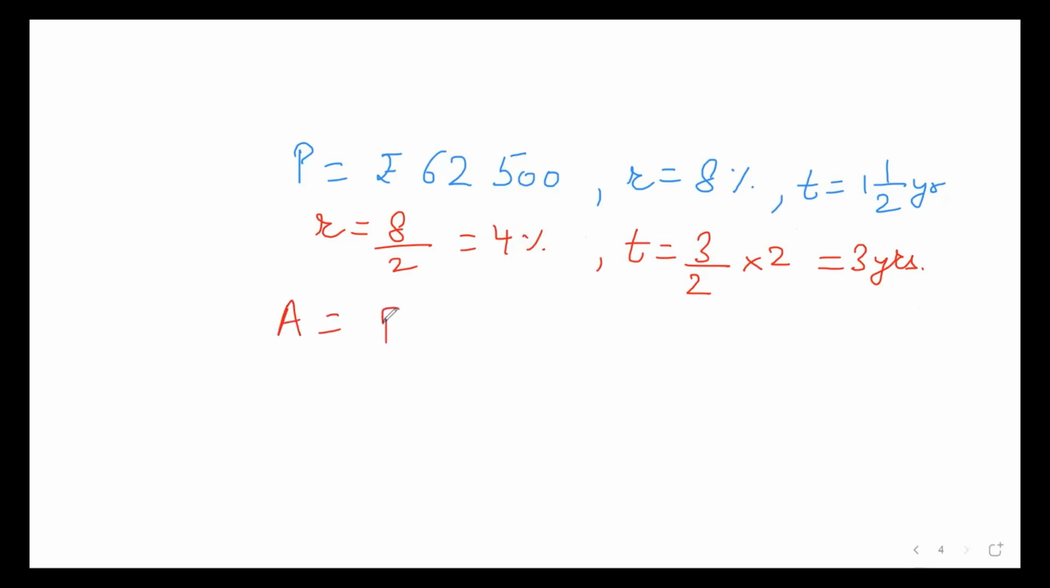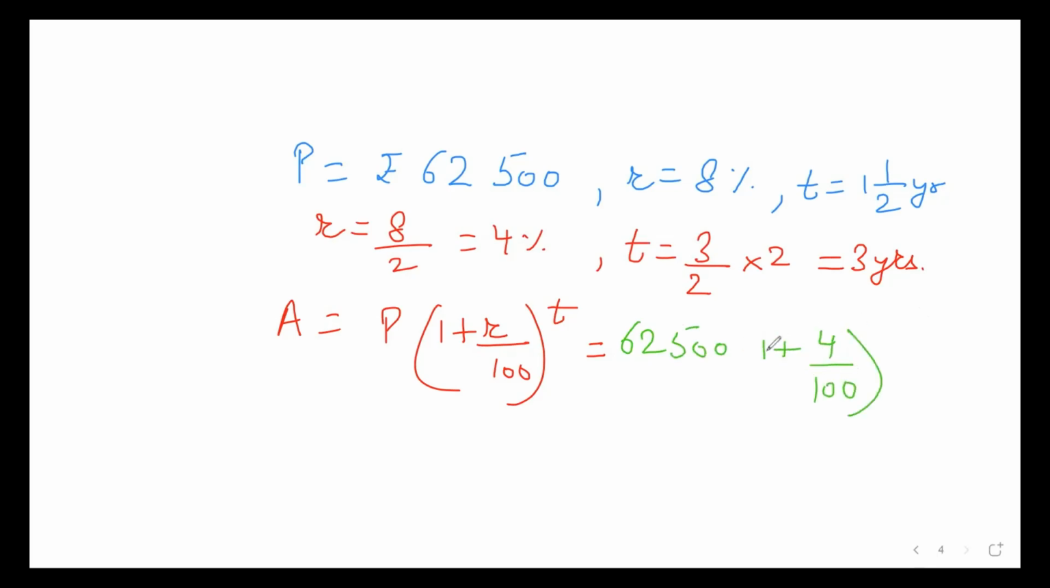Amount equals to principal 1 plus r/100 whole raised to the power t. You have to apply the same formula. Principal is given to us as 62,500. 1 plus rate we are having 4. Make sure you are writing the new rate, which is half, and the time is 3 years. Now you just have to solve it and you will get the answer. So this way we can do the questions based on compounded half yearly.